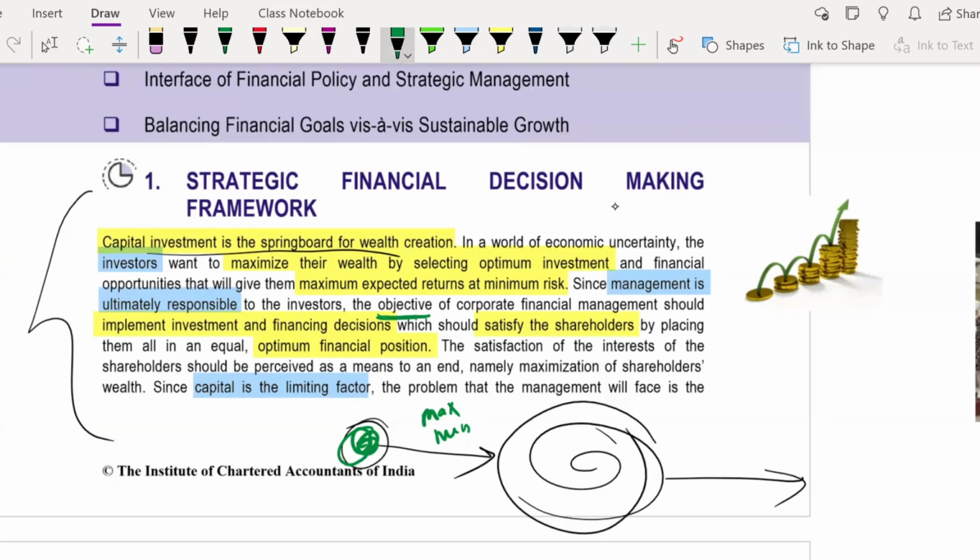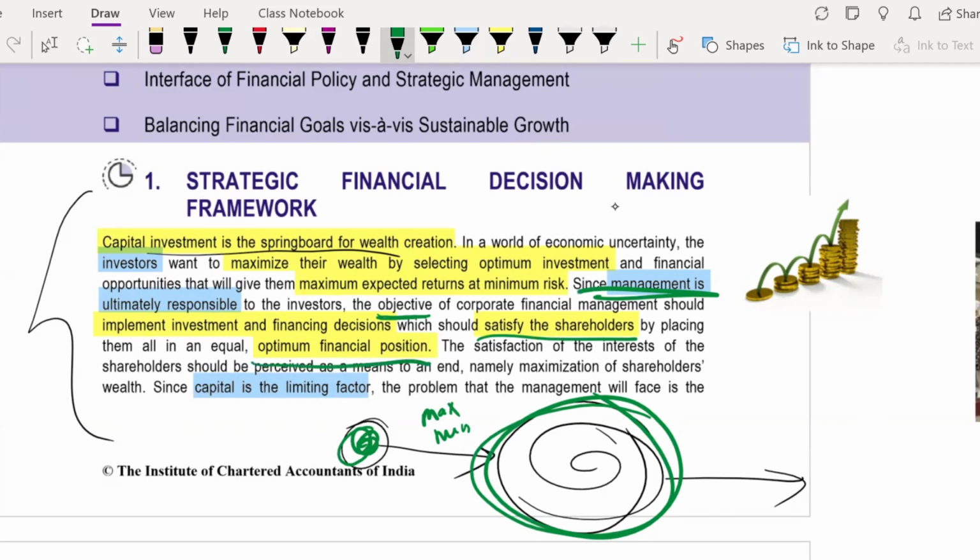Now, who will help you achieve this expectation of yours? The people who are running this business or who are managing this business. The management is going to be ultimately responsible for helping you fulfil your expectation and satisfying the shareholders. Shareholders means people who have invested in the business. Okay, so they will help bring you to an optimum financial position.